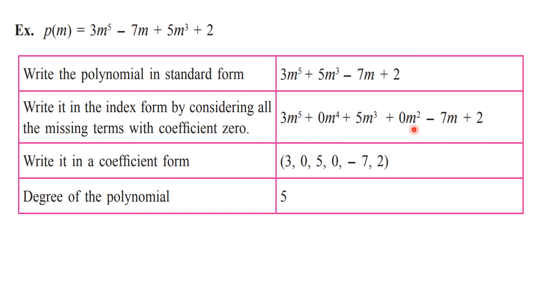And from this index form, we have to write down the coefficient form. See, coefficient form you cannot write directly from standard form. If you want to write down the coefficient form, first you have to write down the polynomial in index form and then you can write down the coefficient form. Coefficient form means all the coefficients you will write down in round brackets separated by comma. So see 3, 0, 5, 0, minus 7 and 2. They are written in sequence separated by comma. Okay, in this way you can understand all the forms of writing polynomials.